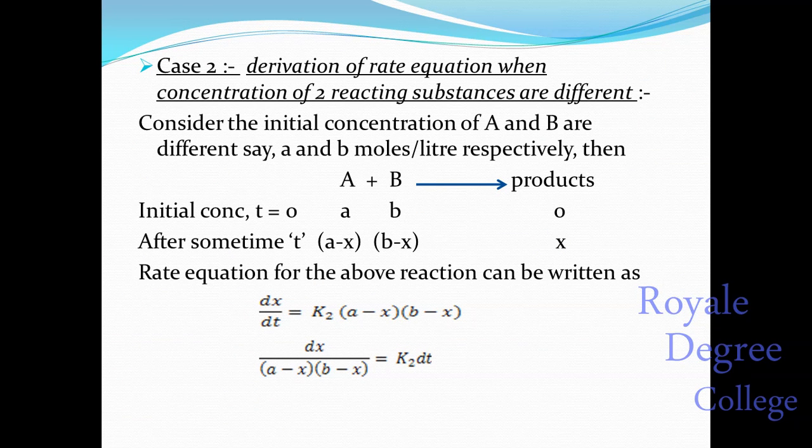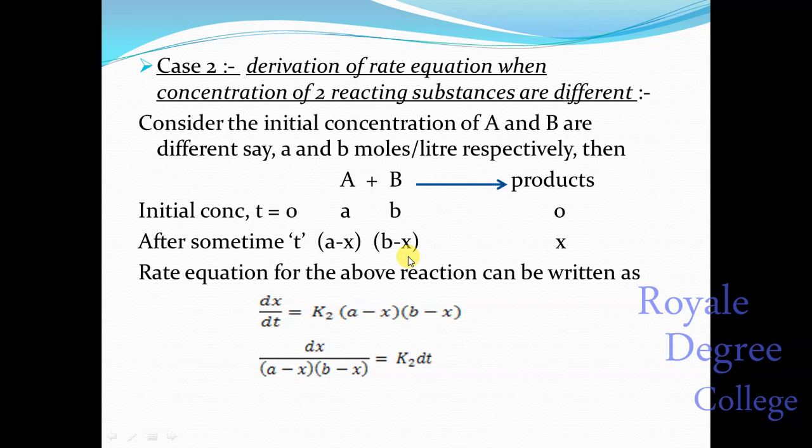The second case we will see is the derivation of the rate equation when the concentrations of the two reacting substances are different. Consider the initial concentrations of A and B to be different, say small a and small b moles per liter. A is one reactant whose initial concentration is small a at time 0, and B is the other reactant, whose concentration is small b. Small b is the molar concentration of capital B and small a is the molar concentration of capital A. At time 0, the initial concentration of the product is 0. After some time t, the concentration of the product is x, the concentration of A is a minus x, and the concentration of B is b minus x.